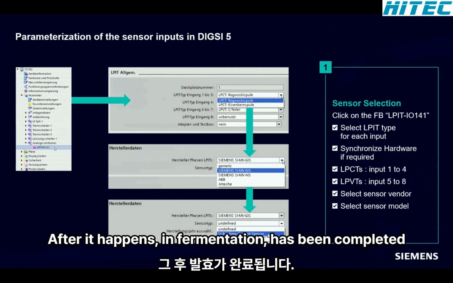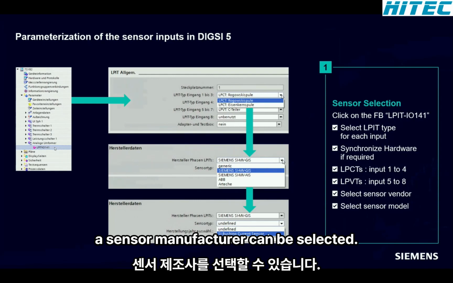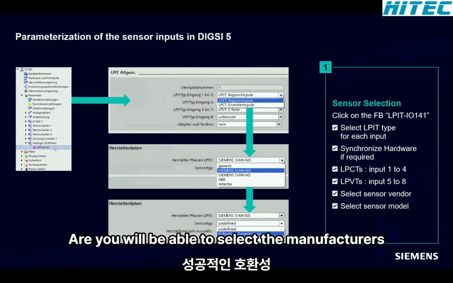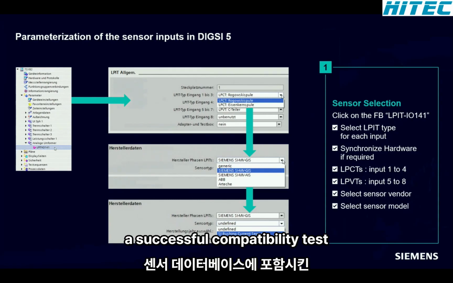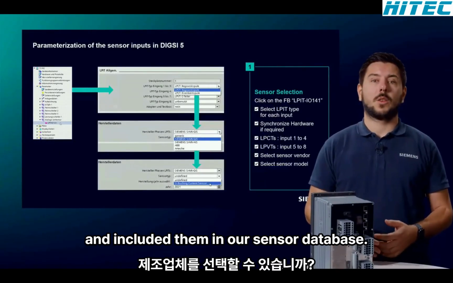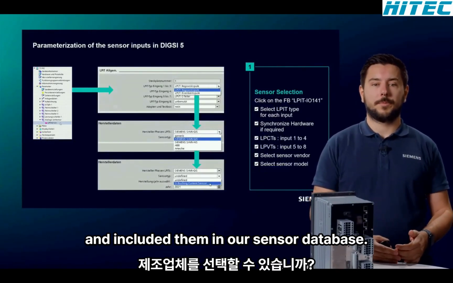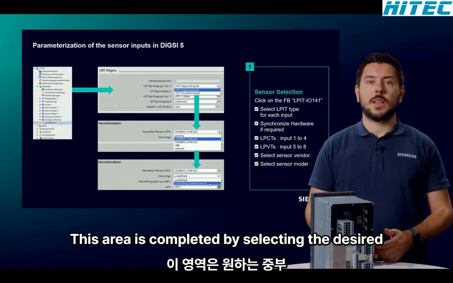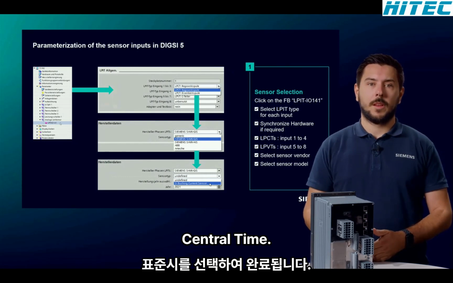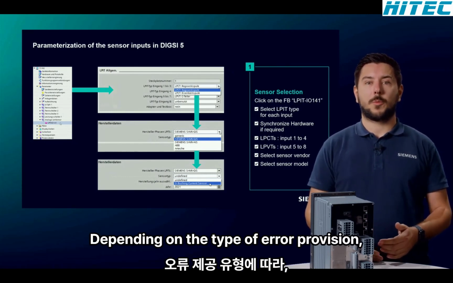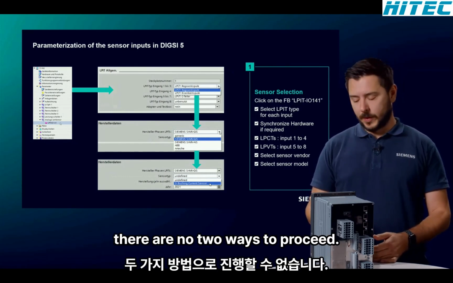After hardware synchronization has been completed, a sensor manufacturer can be selected. Here you will be able to select the manufacturers with whom we carried out successful compatibility tests and included them in our sensor database. This area is completed by selecting the desired sensor type. Depending on the type of data provision, there are now two ways to proceed.